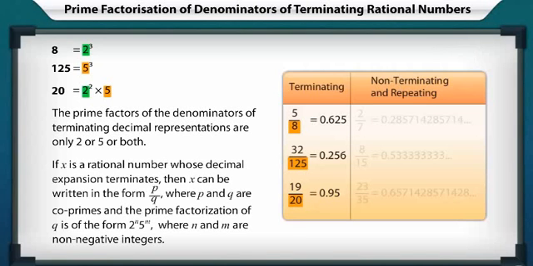In general form, this result can be stated as: if x is a rational number whose decimal expansion terminates, then x can be written in the form p by q, where p and q are co-primes, and the prime factorization of q is of the form 2 to the power of n multiplied by 5 to the power of m, where n and m are non-negative integers.